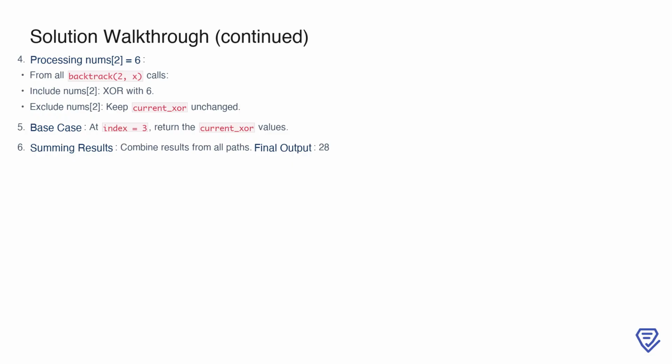Finally, we sum the results from all paths to compute the overall XOR total for the input [5, 1, 6]. Combining these values gives us a final output of 28, illustrating the systematic computation of XOR totals for larger arrays.